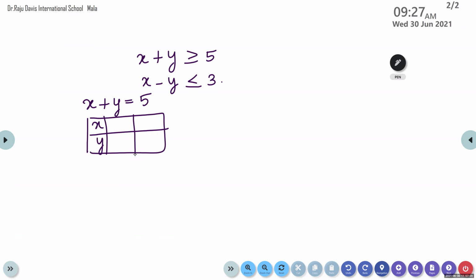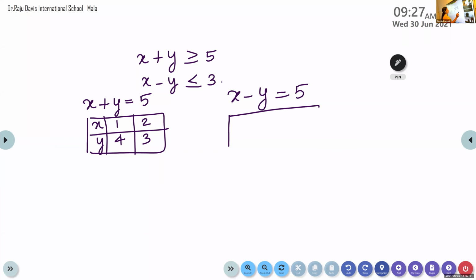X is equal to 1, y is 4. Good. Then when x is equal to 2, y is equal to 3. Same way, you take the next inequality, and for finding the solution, I am taking the equality and we are finding the solution, x, y.